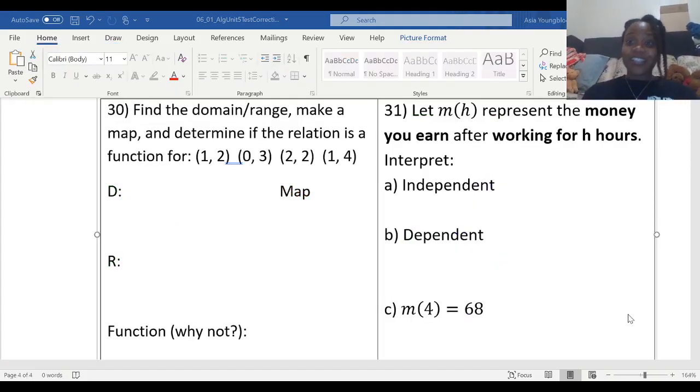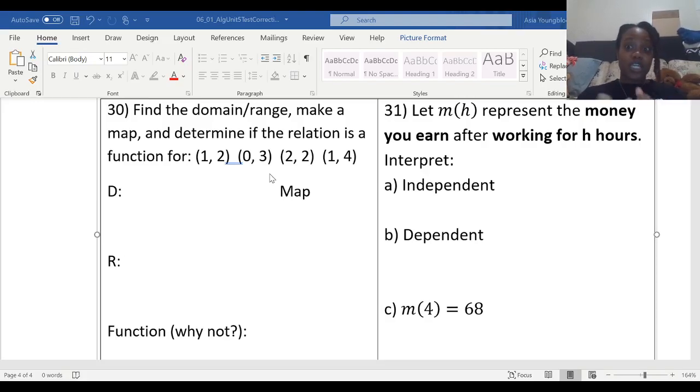We have finally made it to the last page of the test. For these two problems, let's focus on them one at a time because they're actually not that similar. For this problem 30, we are identifying the domain, the range, representing the ordered pairs with a map, and determining whether or not it's a function. So it's very similar to what we did with the graph. We're just using specific ordered pairs instead.